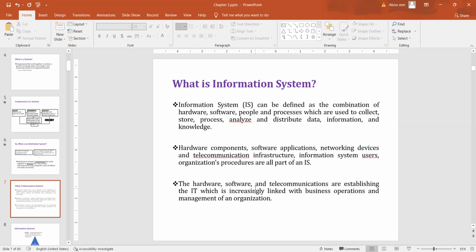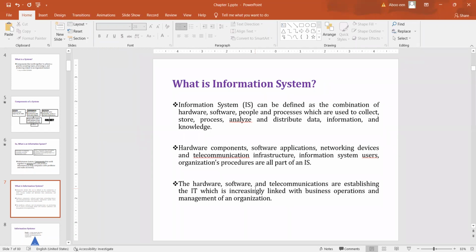So one component in the information system is hardware, software, and telecommunication infrastructure facilities like network connections, Wi-Fi connections, some other connectivity devices or cabling. These are some of the network infrastructure. So here you see hardware, software, telecommunications related devices and equipment.